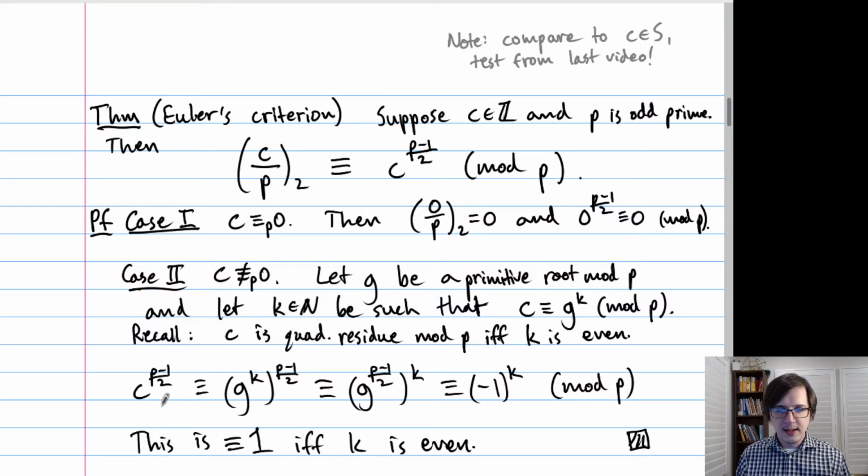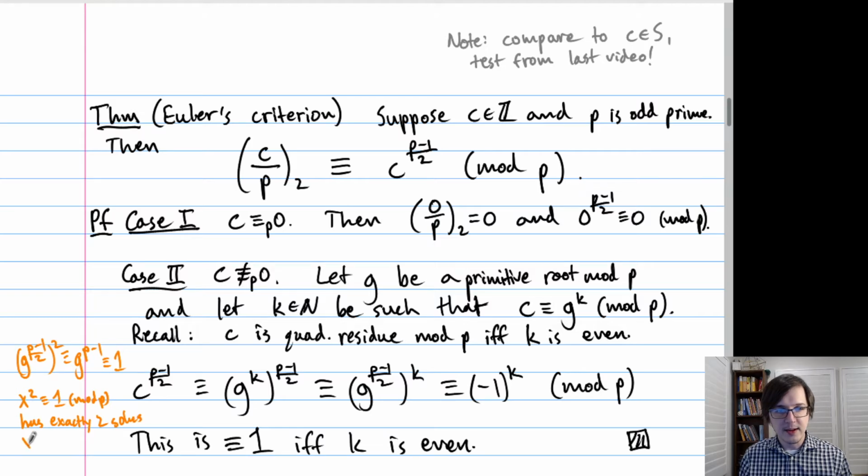Okay, so let us calculate then what c to the p minus 1 over 2 is. So we substitute in g to the k, and then swap the exponents. And then this is a fact that we've gone over a couple times: a primitive root to half its order is minus 1. And that is just to recall because g to the p minus 1 over 2 squared is congruent to g to the p minus 1, which is congruent to 1 by Fermat's little theorem. And x squared congruent to 1 mod p, when p is an odd prime, has exactly 2 solutions.